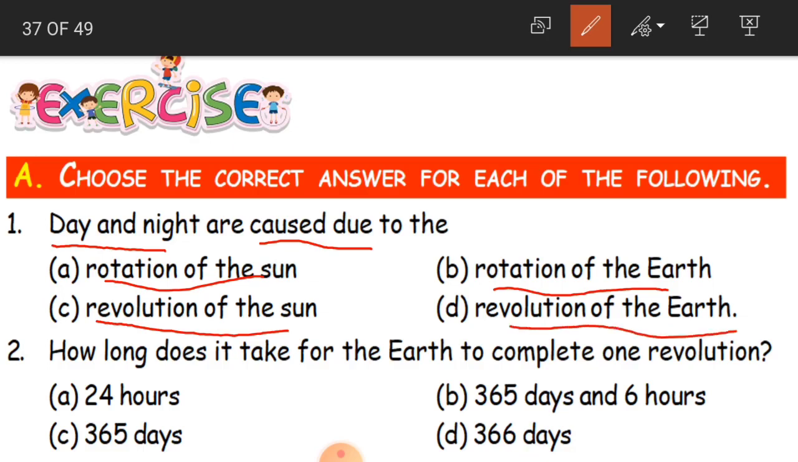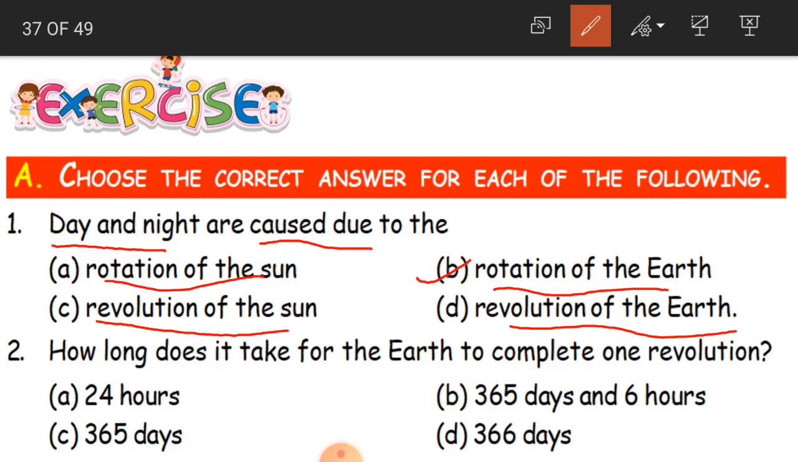What will be the answer children? Day and night are caused due to, the answer is B option, that is rotation of the earth. As the earth rotates around the tilted axis, we will be getting day and night and it will get 24 hours. The earth takes completely 24 hours to complete one rotation, by which we are getting a day and a night. Clear children?